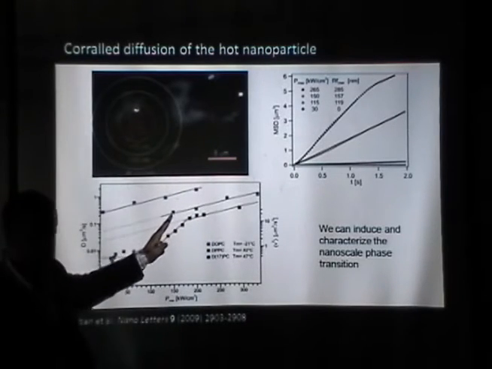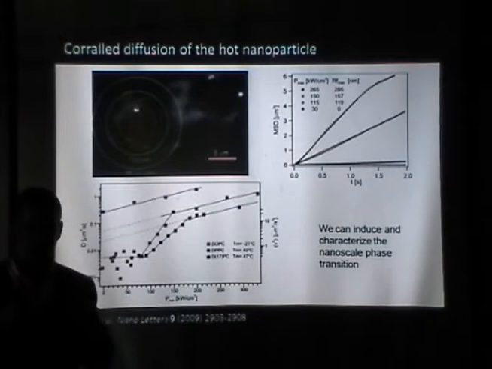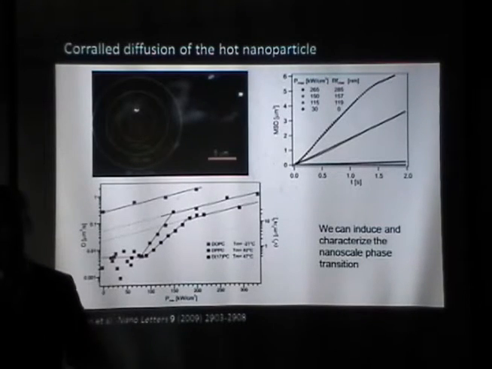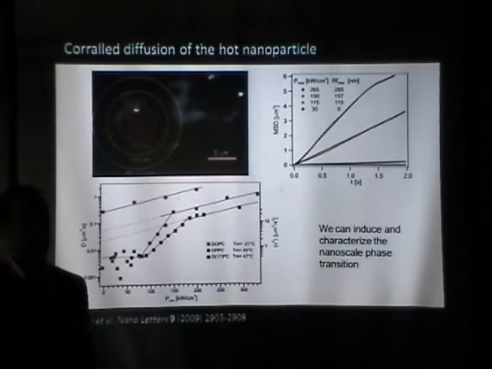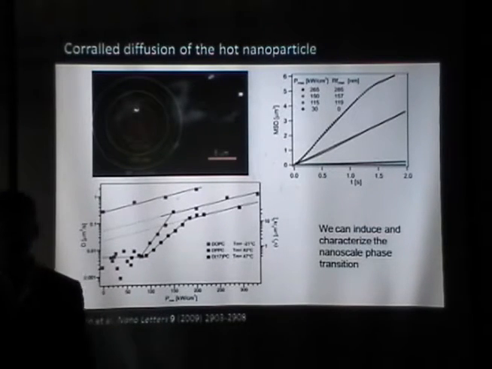So that slope, actually, you can calculate from that directly the speed of the phase transition front. So that's the speed of the fluid front once you give a temperature shock. And then you can determine it from these kinds of experiments on a nanometer scale.